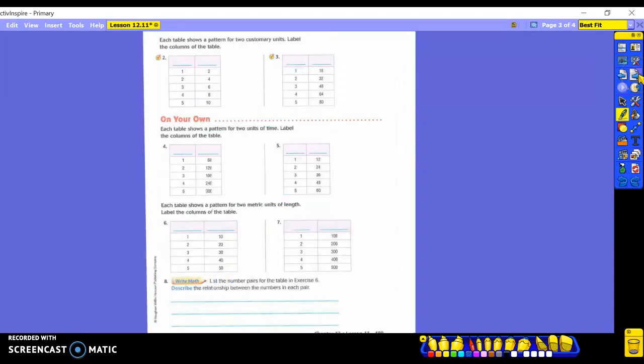All right, flip the page. Couple more tables here. You're going to work on 2 and 3 with your partner. Again, please go over your numbered pairs and the relationship between them before you start putting things in the table. You will do the last one on your own by yourself.